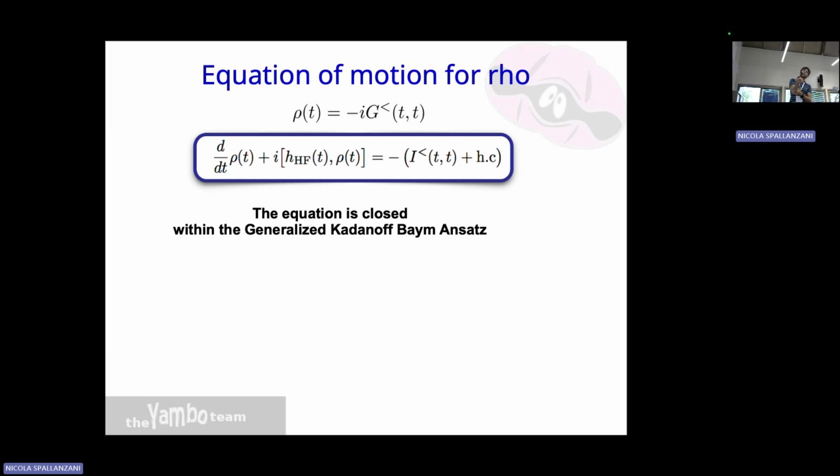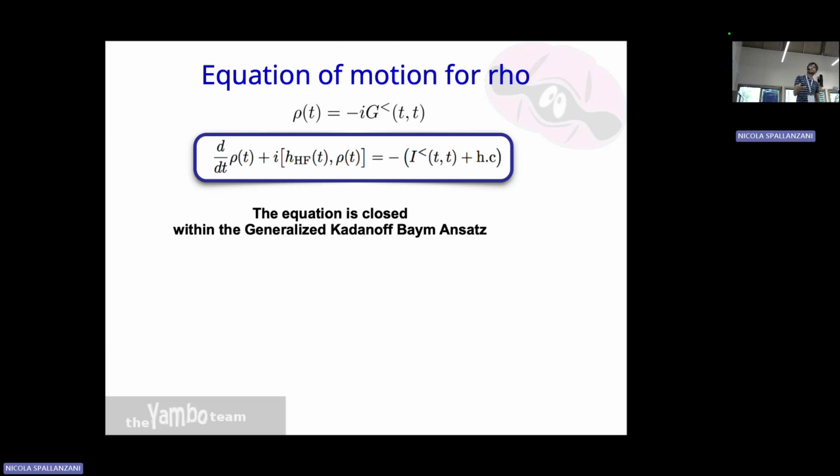Now, in getting this equation, there is a key approximation which is called the generalized Kadanoff-Baym ansatz, which enables you to close the equation of motion because, in principle, this object is a function of G lesser at t and t prime, and now instead you want to reduce it to a function of the density matrix. So this is the general framework, which is very powerful. And for this lecture, and in general for what we do in the YAMBO code, we do something which is much simpler.